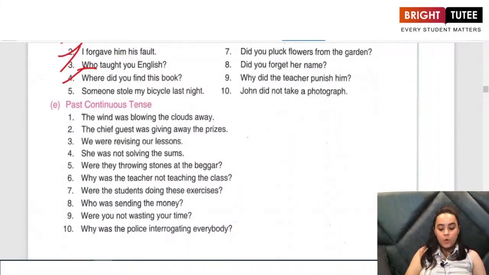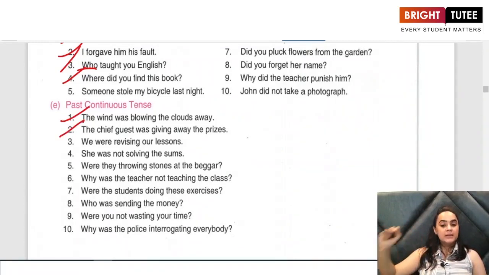The wind was blowing the clouds away. The clouds were being blown away by the wind. The chief guest was giving away the prizes. The prizes were being given away by the chief guest. We were revising our lessons. Our lessons were being revised by us.